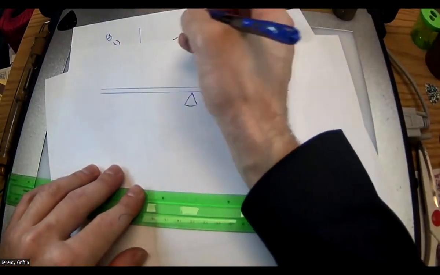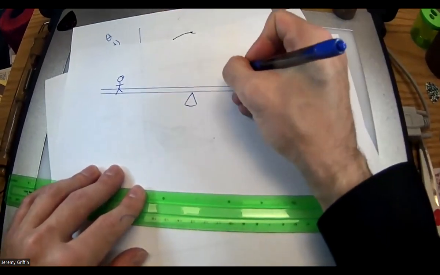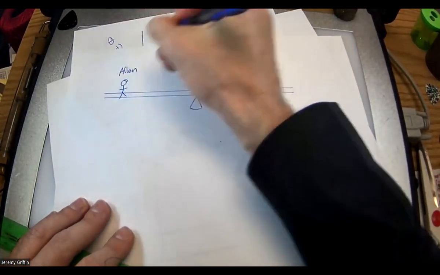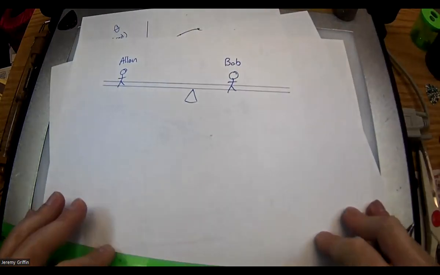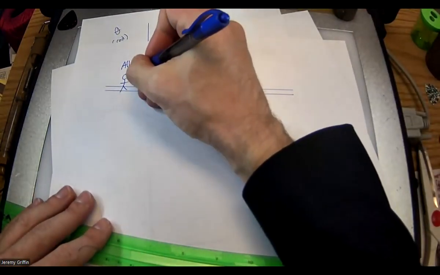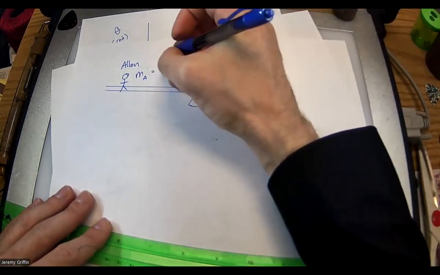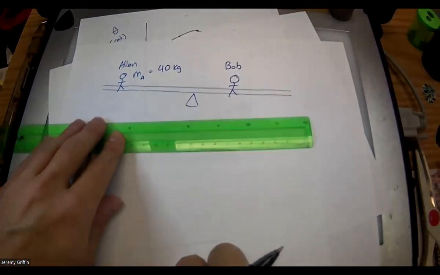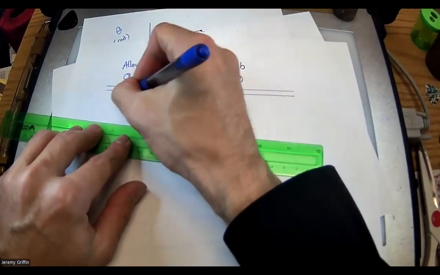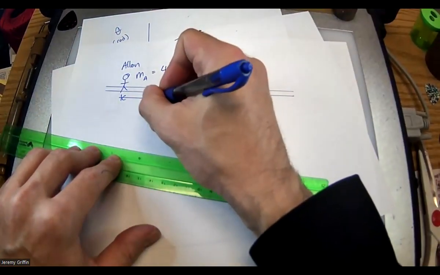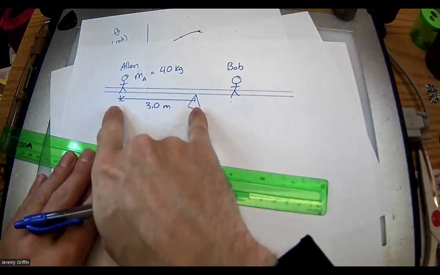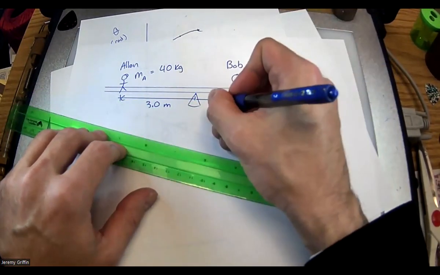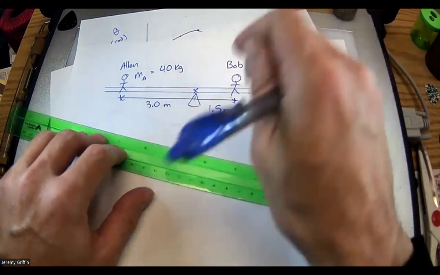Okay. I got a couple of friends. This guy and this guy. Call this guy Alan and this guy Bob. I know Alan, I'll say mass of Alan is like, call this guy 40 kilograms. He's like a little kid. And he's sitting, let's say 3 meters from the fulcrum of the seesaw. And he's got a friend with him. And this friend is sitting 1.5 meters away from this pivot point.